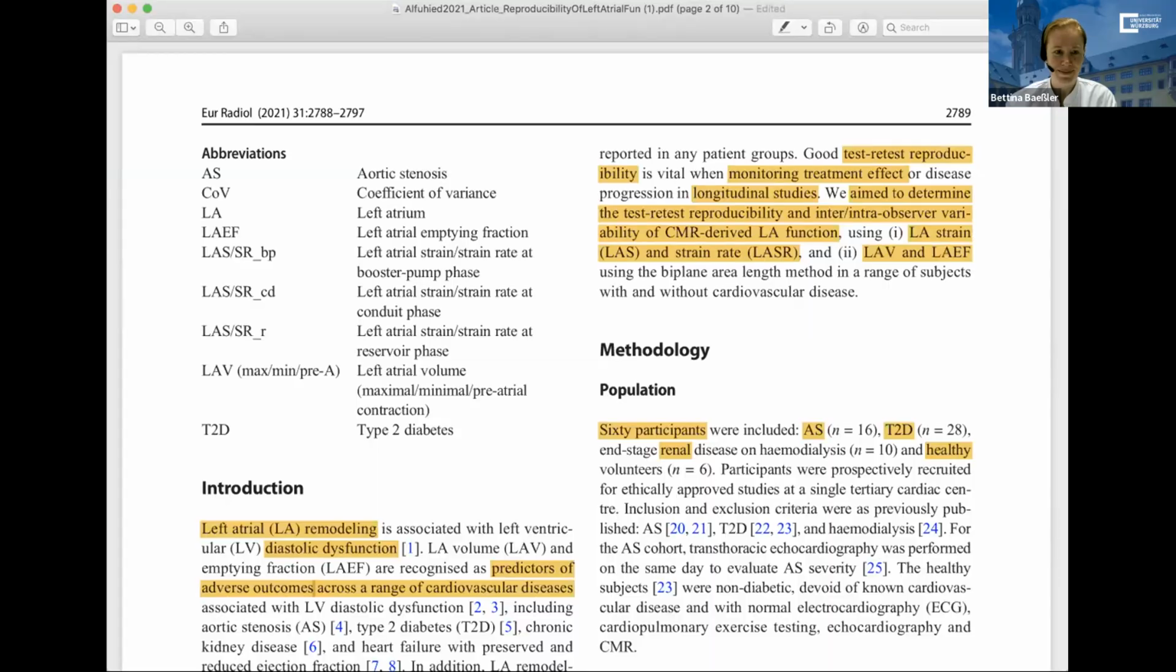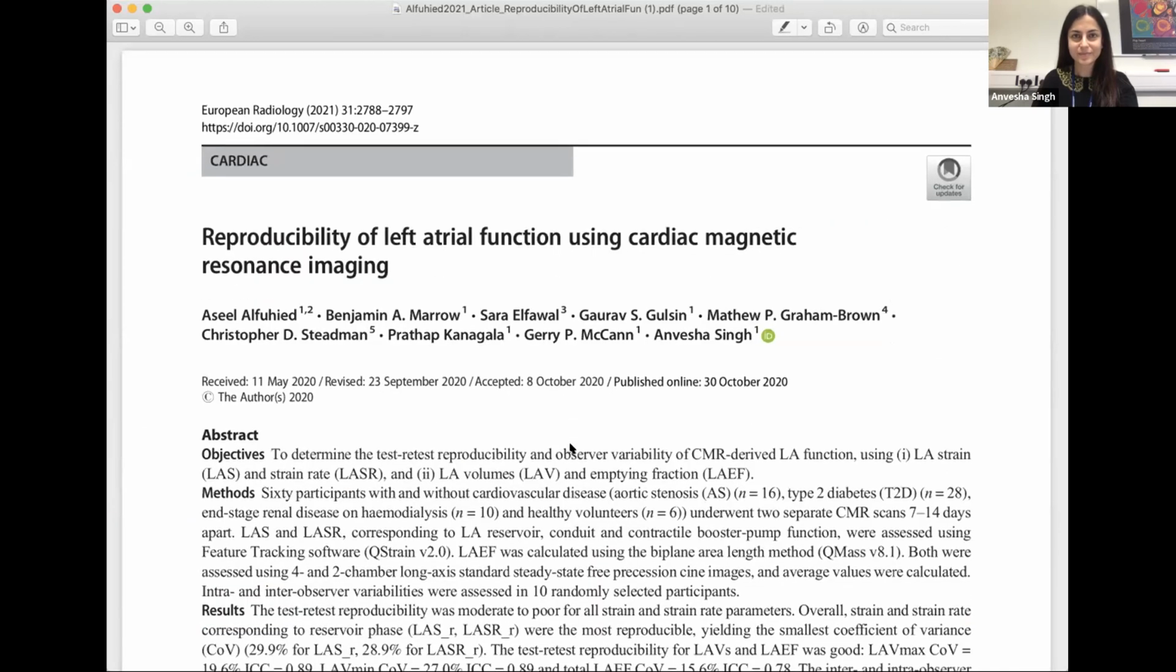So I think we start with the first one, which is entitled Reproducibility of Left Atrial Function Using Cardiac Magnetic Resonance Imaging. And you can share your screen, and the floor is yours. Can you see that? Yes.